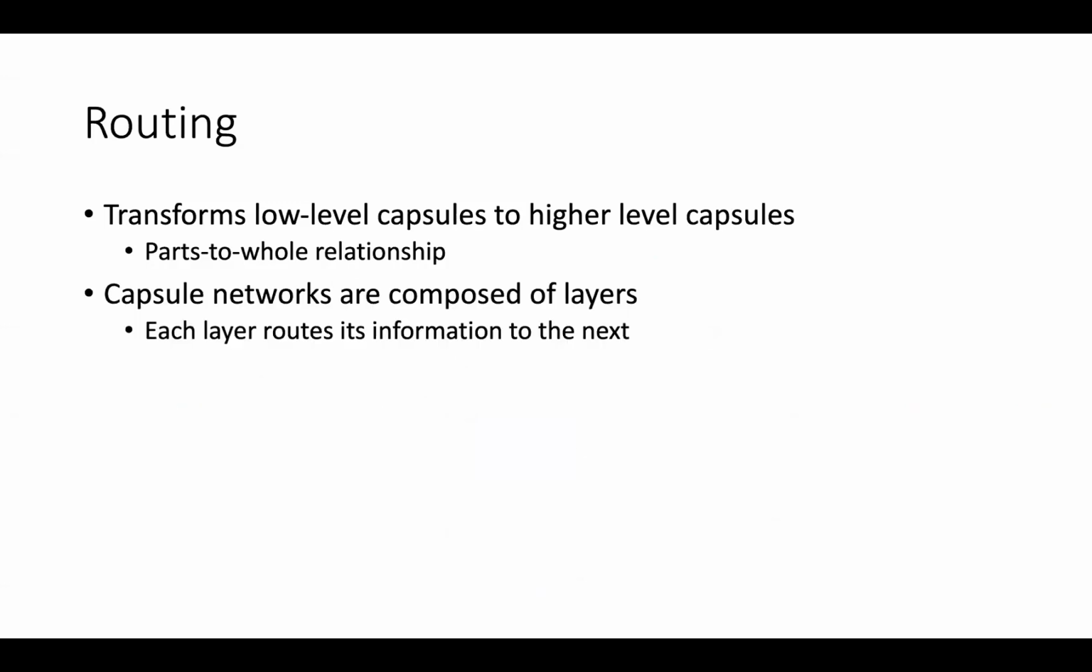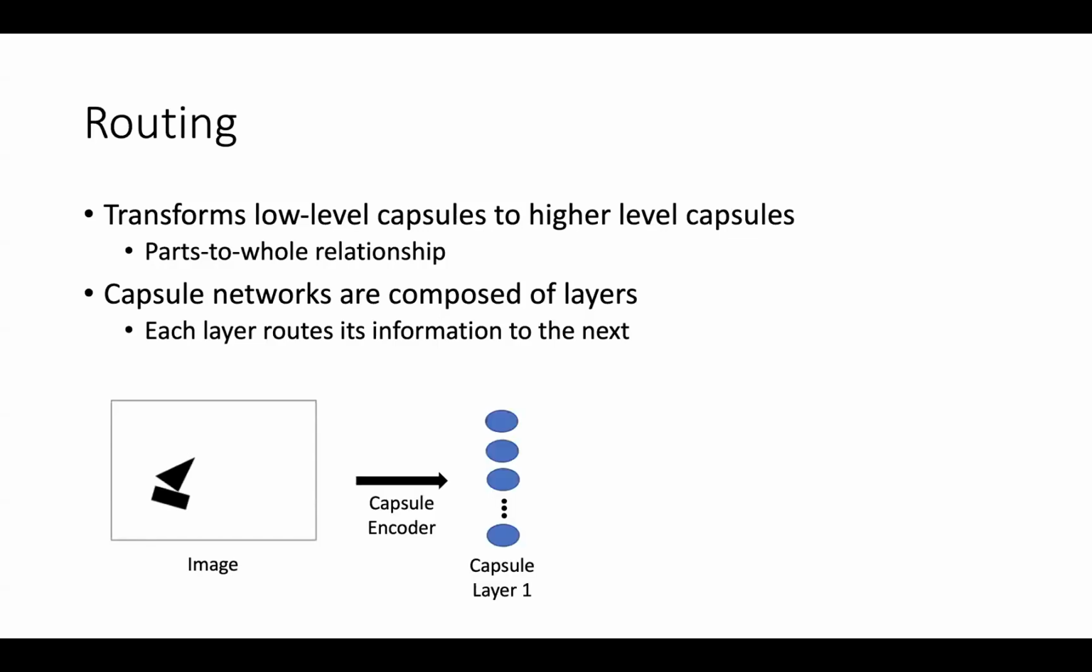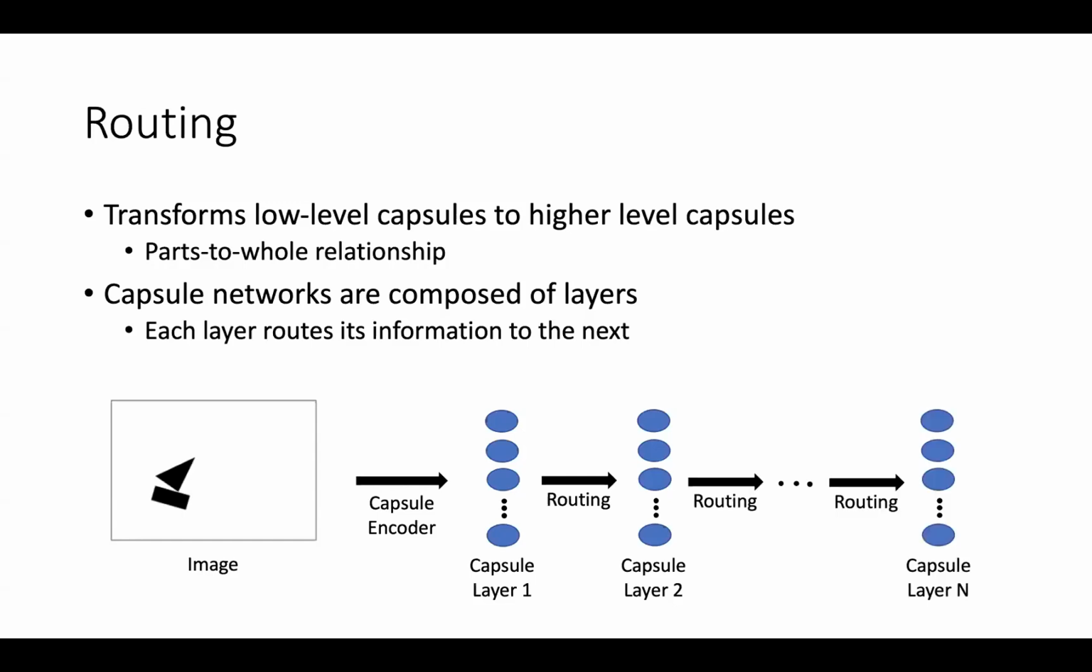Capsule networks are composed of layers of capsules. Each layer routes its information from one layer to the next. So for a given image, we have some encoder, which generates a set of initial capsules, and those represent the lowest level objects in the image. Then routing by agreement generates a second set of capsules, and so on and so forth to create a deep capsule network. Ideally, the final layer of capsules will represent all the entities within that entire image or scene.